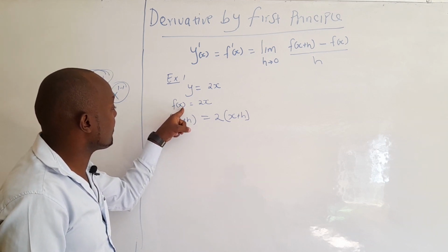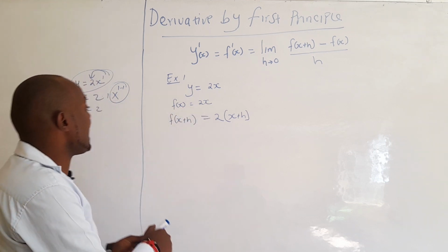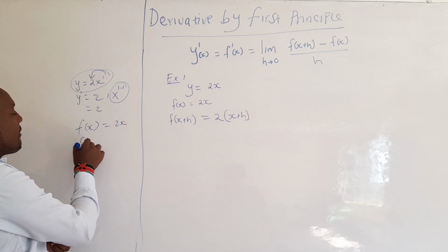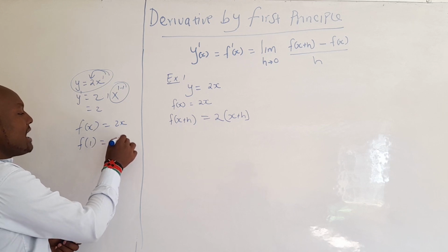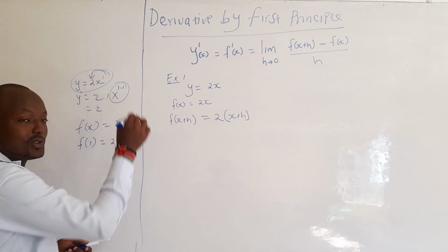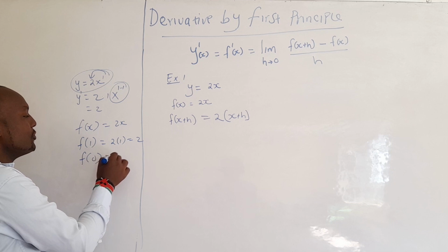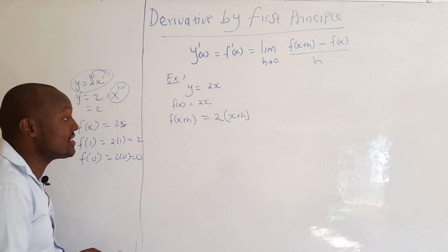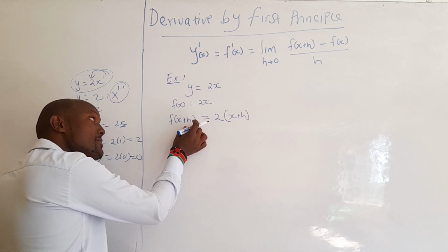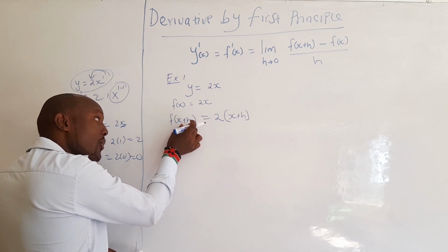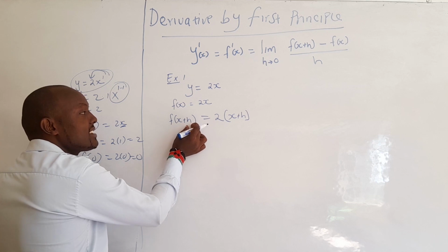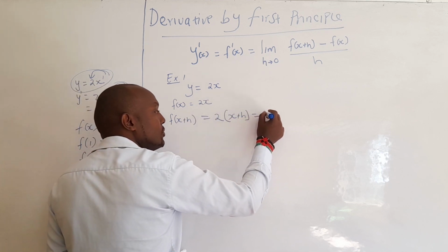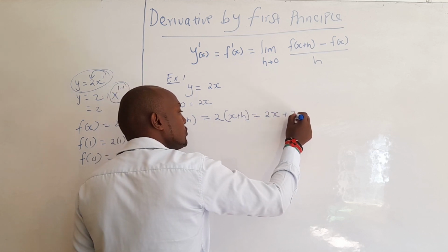Whenever you have f of x equals 2x, if you are asked to find f of 1, you know we replace where we have x with 1, and you get 2. If you ask for f of 0, we replace x with 0, and we get 0. In this case, we are asked for f of x plus h, so wherever you have x we replace it with x plus h. So it will be 2 times (x plus h), and when you open that one, we get 2x plus 2h.